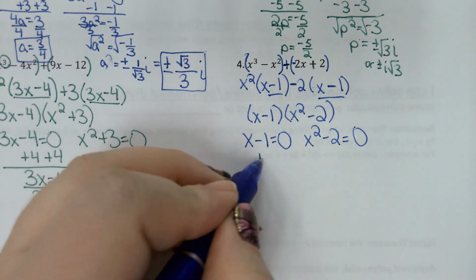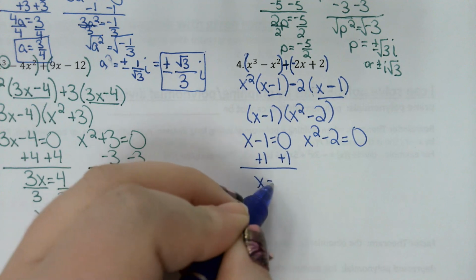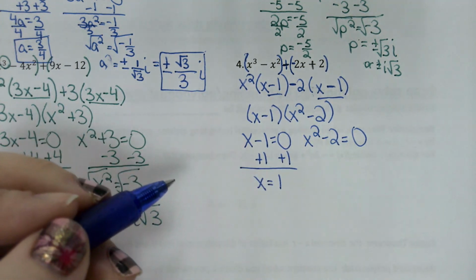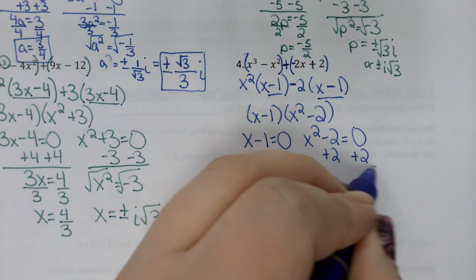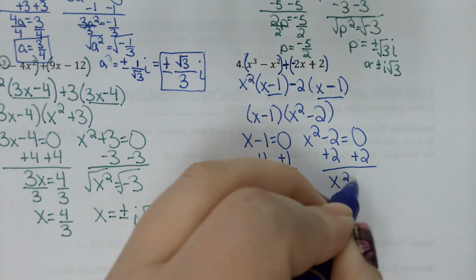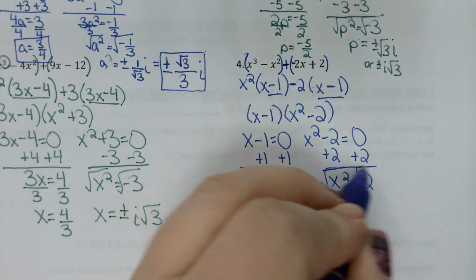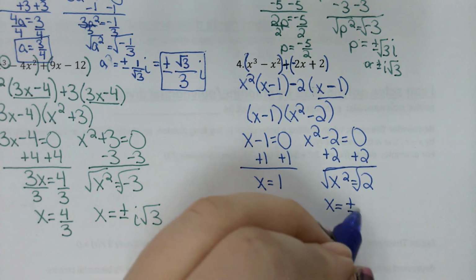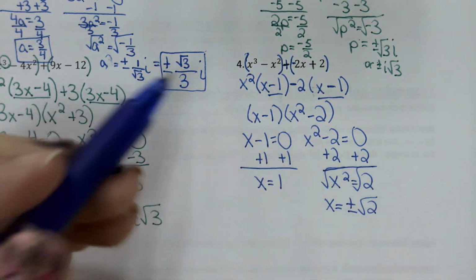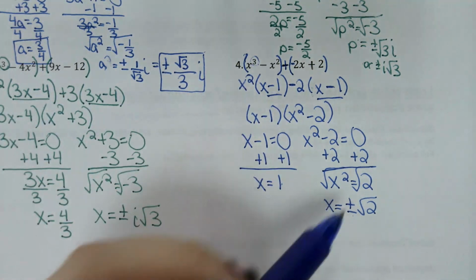And solve. Add 1. So x is equal to 1. Add 2 to both sides. x squared equals 2. Square root both sides. And x is equal to plus or minus the square root of 2. We needed a total of 3 solutions. 1, 2, 3 solutions.